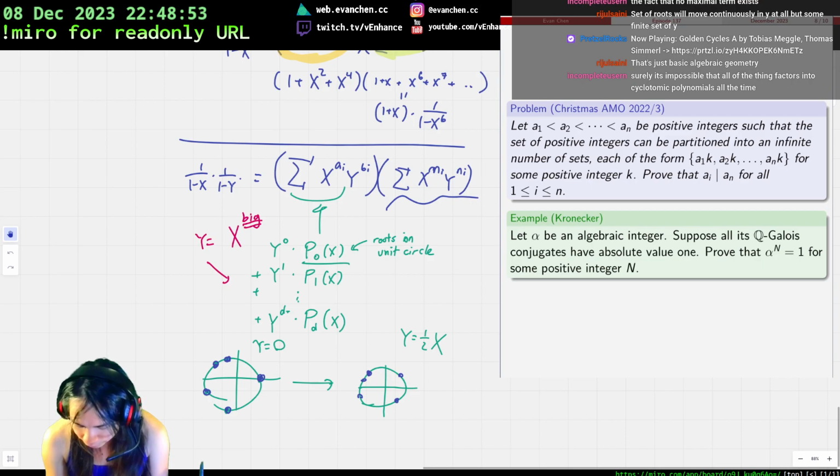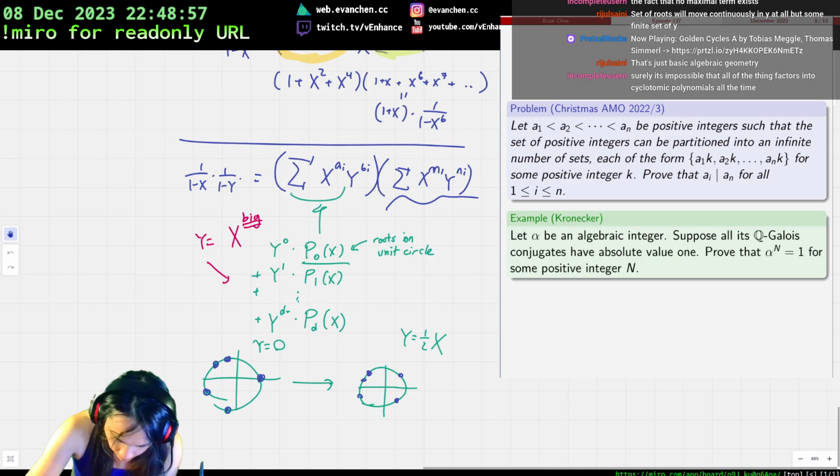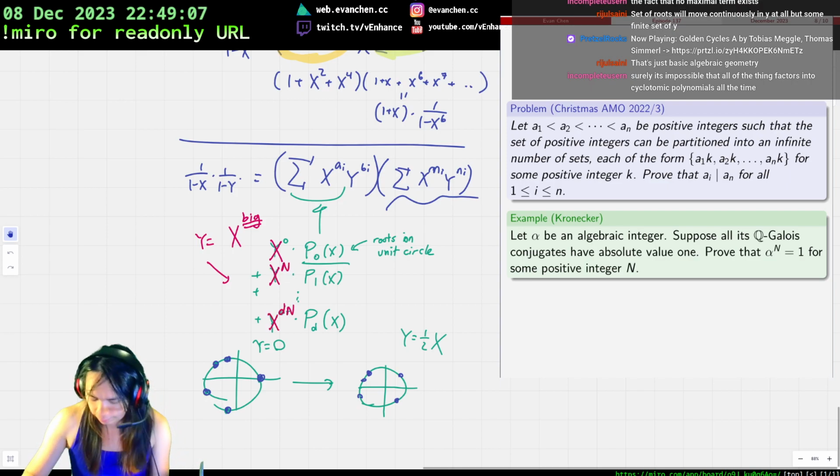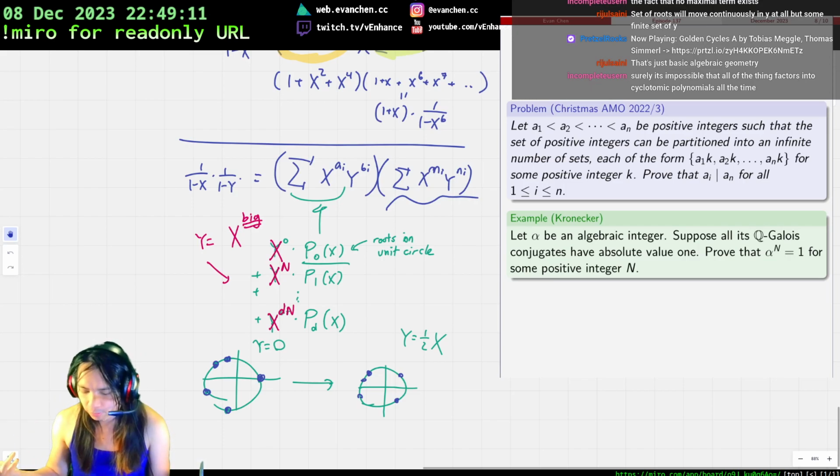And I want to say this shouldn't really be... So what I'm gunning at is x to the 0, x to the n. I shouldn't use n. Let's use a capital N and x to the dN or something. I'm told that for every sufficiently large value of N, this sum has roots only on the unit circle.